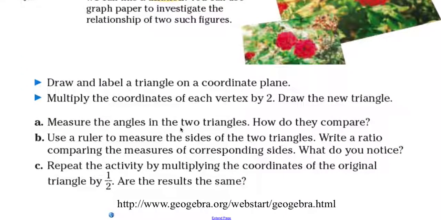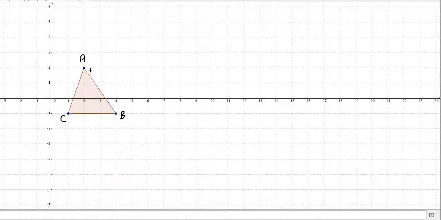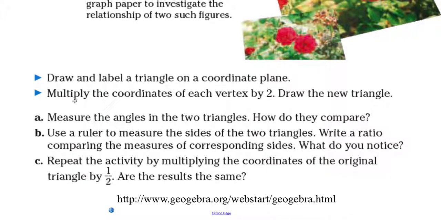So on graph paper, you can take it out, and you need a straight edge as well. Draw and label a triangle on the coordinate plane, very similar to what I'm going to do, but it's up to you what kind of triangle you want to draw. So this is an example. This is triangle ABC. Okay, so from there we go to step number 2.